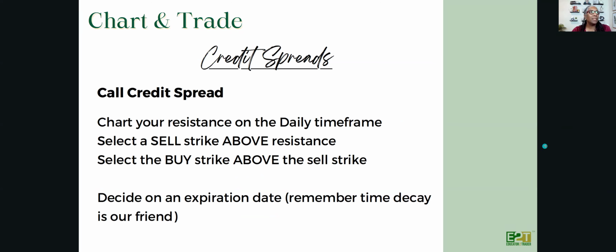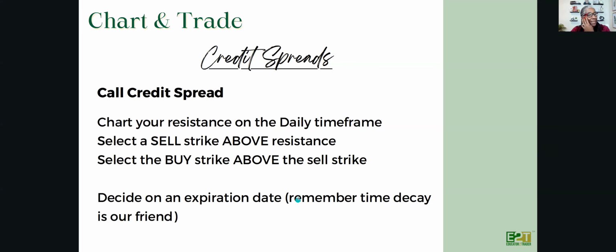Okay. Chart your resistance. If you're doing a call credit spread, you're going to chart your resistance on the daily time frame. Select the sell strike at or above that resistance, and you're going to select the buy strike even above that. So from your current price, go up for the sell strike, up for the buy strike when you're selling a call credit spread. You want to decide on an expiration date.